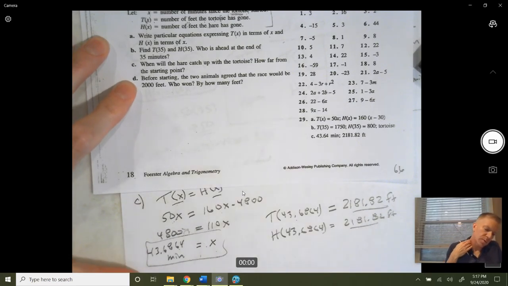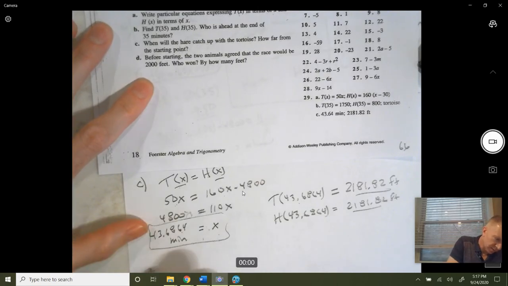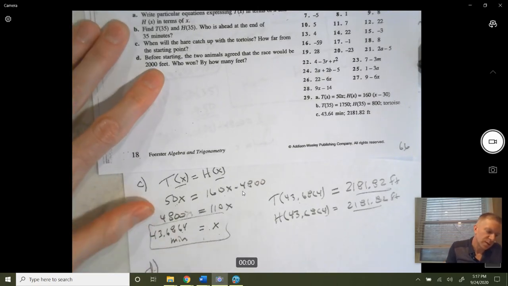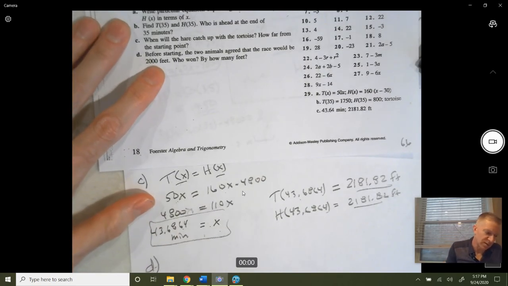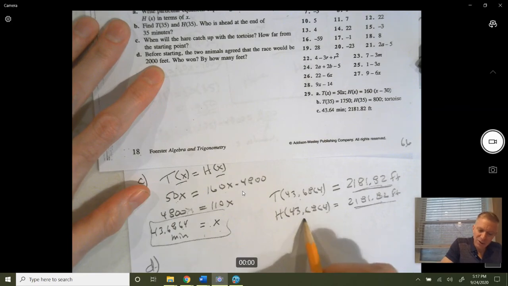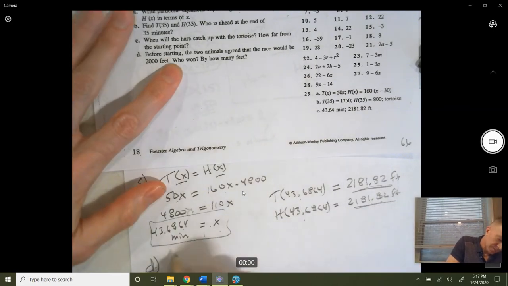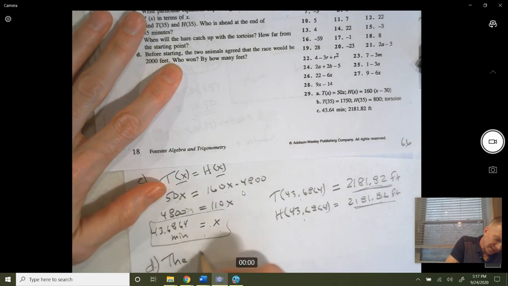So they won't catch up until 2181 feet. Before starting the race, the two animals agreed that the race would be 2,000 feet. Who won? Well, look at that. The hare doesn't catch up until after 2,000. So who won? The wise old tortoise wins again.